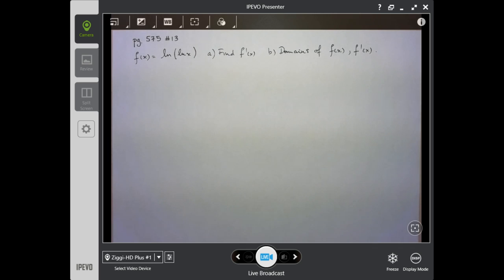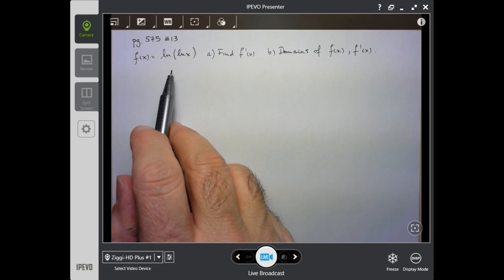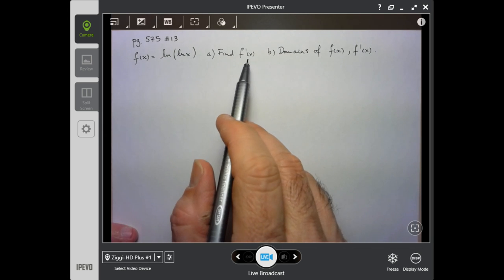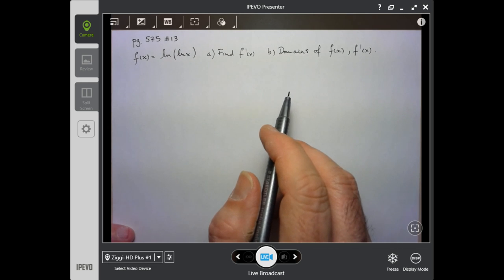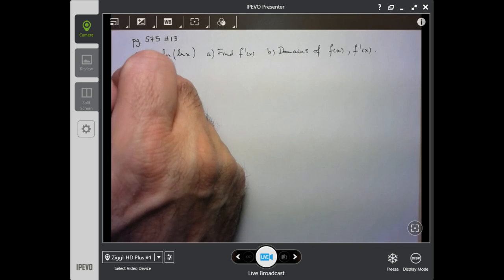Hi folks, we're going to take a look at page 575, number 13. Here they give us this function. The first thing they want us to do is to determine the derivative, and then they want us to find the domains of both the original function and the derivative function. All right, so let's start by taking the derivative here.